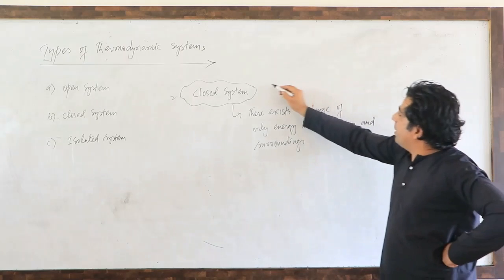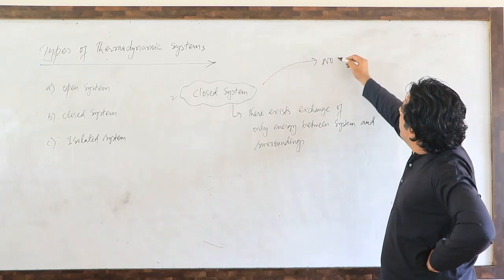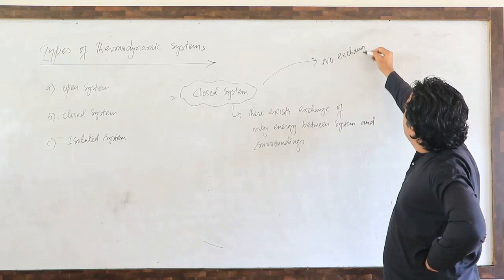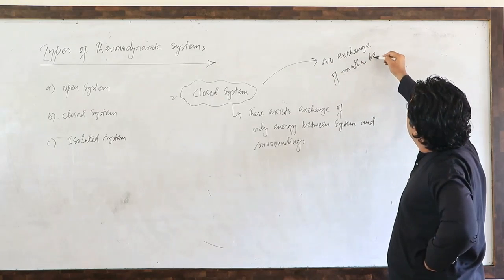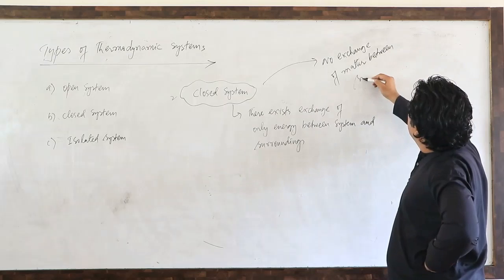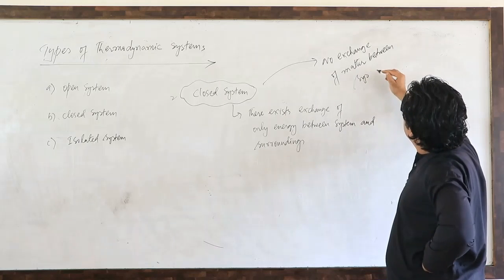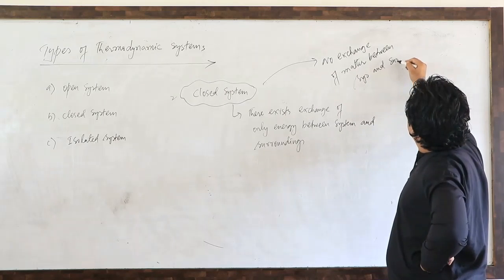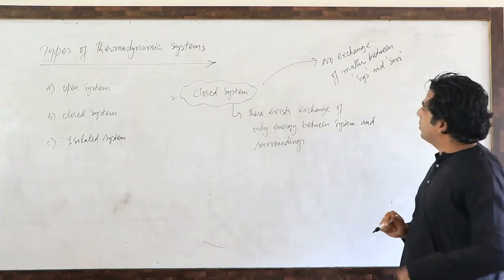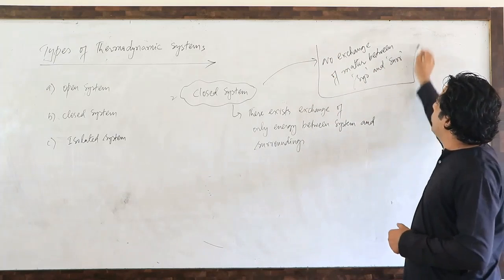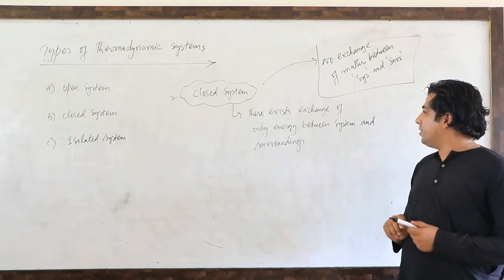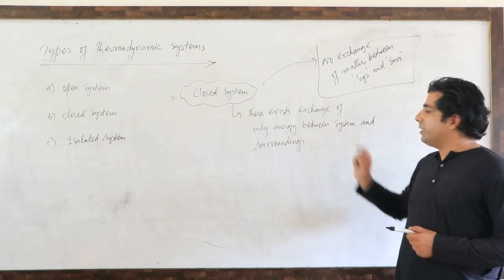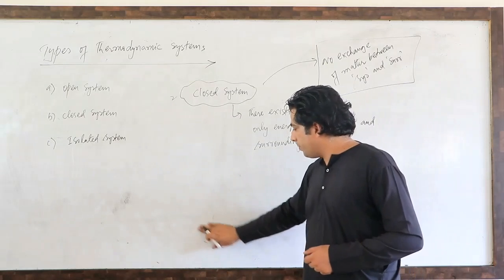So you can understand here, there is no exchange of matter between system and surroundings. You can remember this point as well, but this is enough. There exists only exchange of energy between system and surroundings. Let's take an example here.